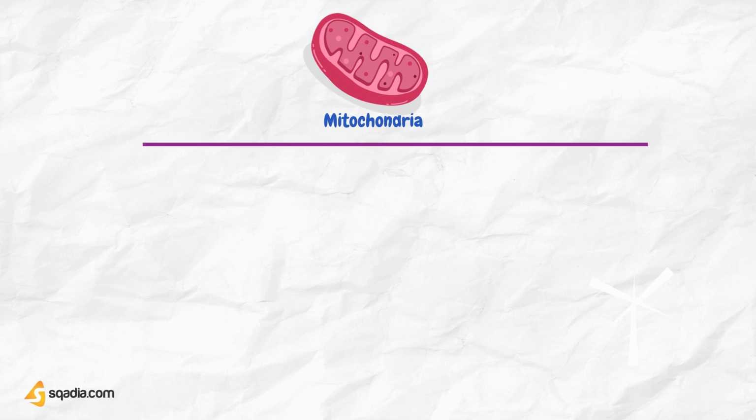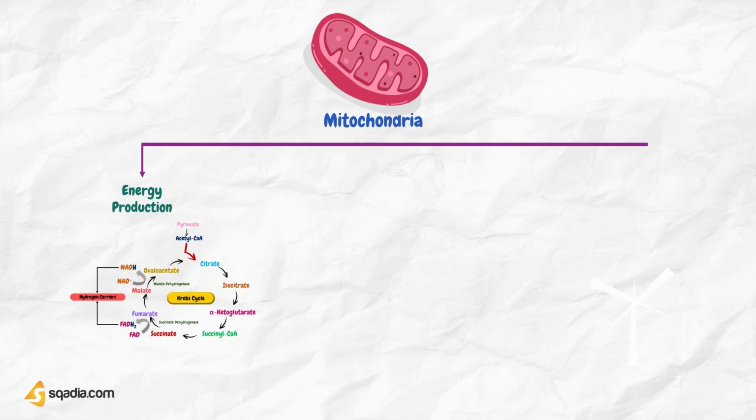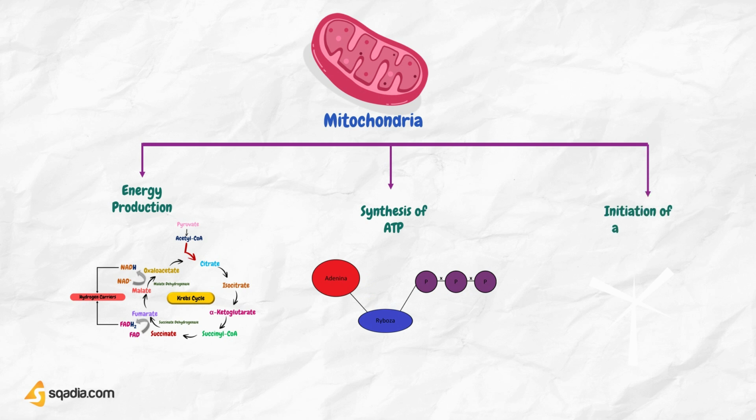Its functions include production of energy, synthesis of ATP, initiation of apoptosis. Apoptosis is defined as the natural or programmed death of the cell under genetic control. This type of programmed cell death is a normal phenomenon, and it is essential for normal development of the body.